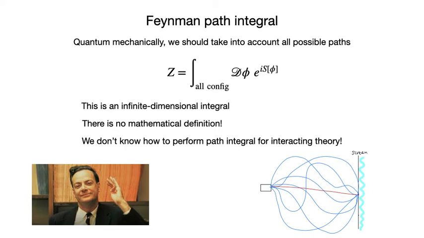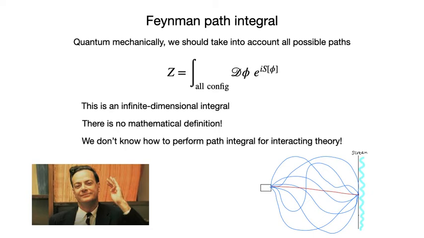Since there are infinitely many paths from the starting point to the end point, this integral is an infinite dimensional integral. In general, in quantum field theory, this infinite dimensional integral, called the Feynman path integral, does not have a mathematically rigorous definition. Mathematically, we don't know how to formulate this Feynman path integral.